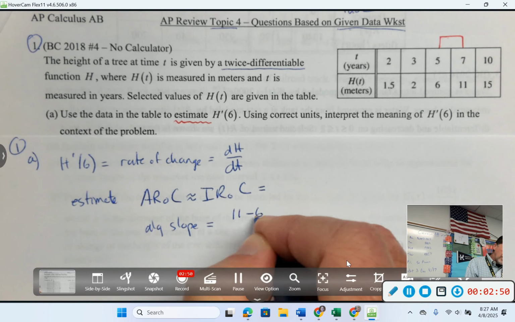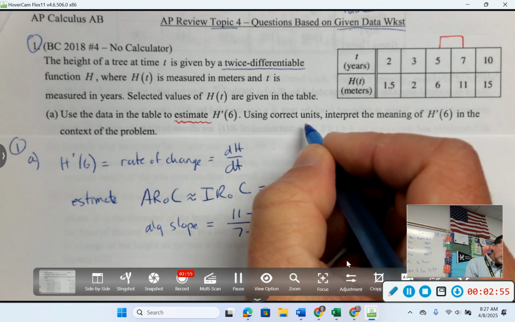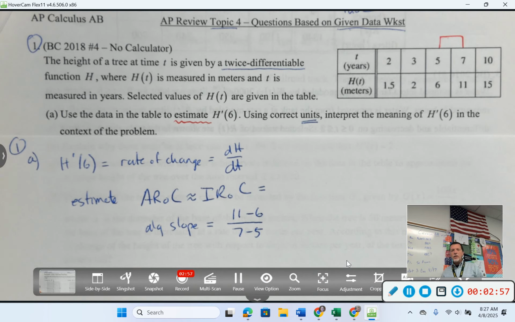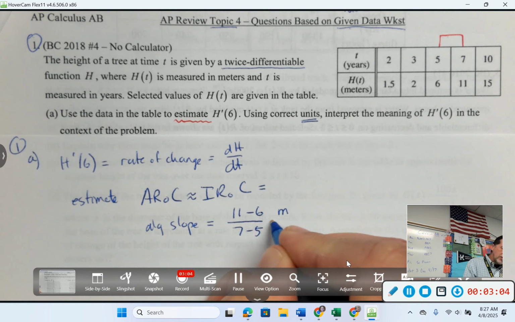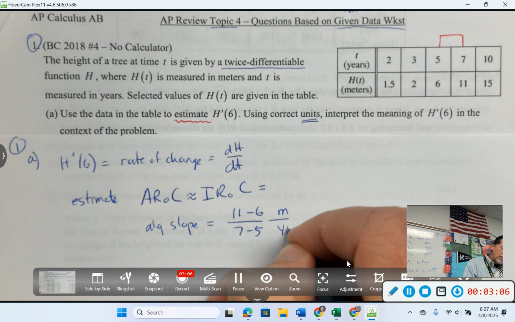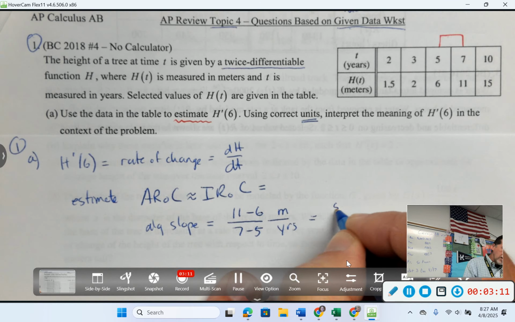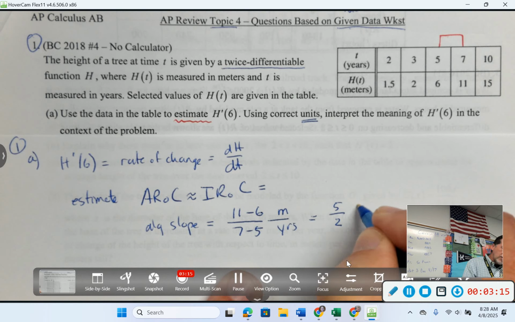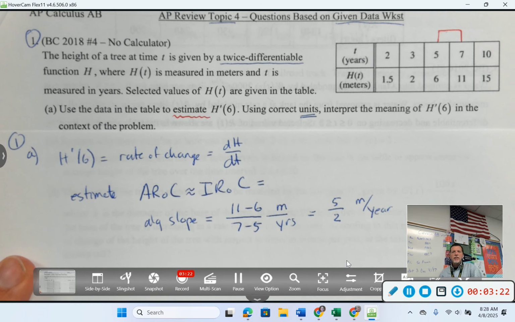So 11 minus 6 over 7 minus 5. Using correct units, may as well put the units on our calculation here. 11 minus 6 is meters. 7 minus 5 is years. So 5 over 2 meters per year. Or 2.5, but 5 over 2 is fine.